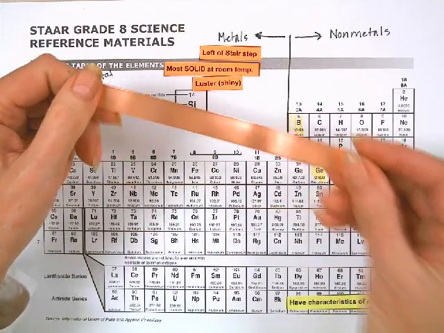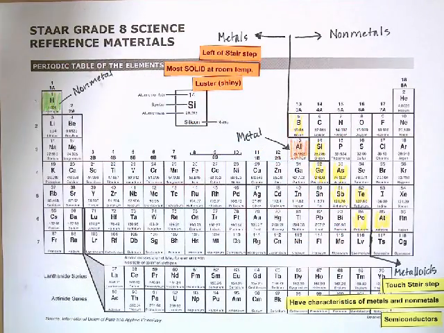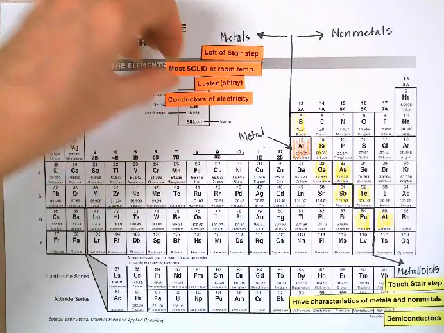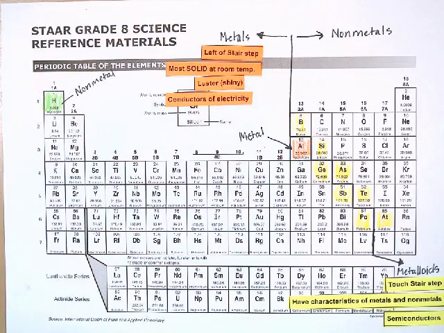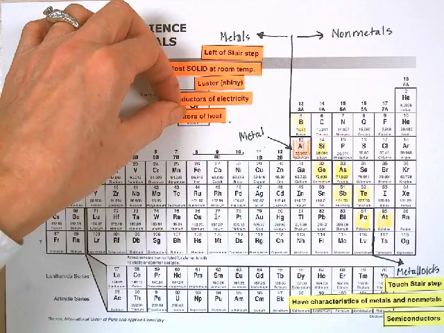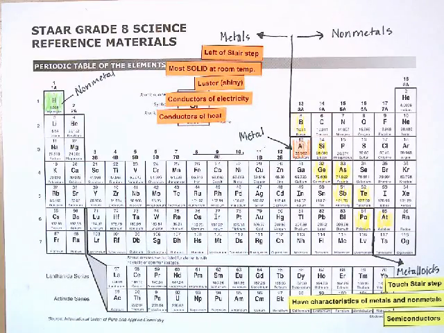Metals are shiny. They have luster. Also, metals conduct electricity. That's why they are used in homes, in wiring and things like that. They also conduct heat. If you've ever stuck your metal spoon into a hot cup of hot cocoa or a hot bowl of soup and your metal spoon warms up, it's because your metal spoon is conducting that heat energy.